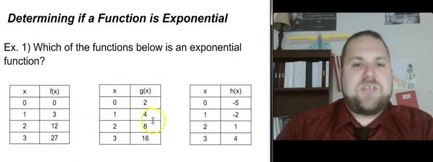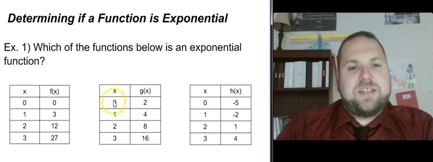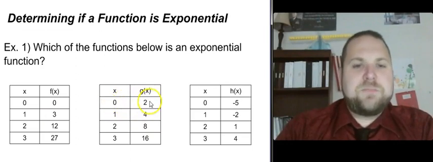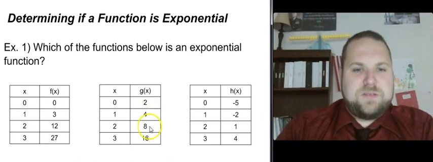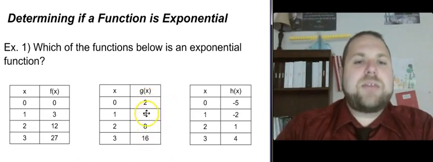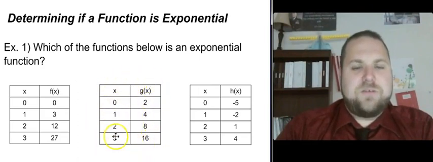So let's take a look at g of x. Maybe it's an exponential function. I'm starting with 2 as my initial value, where x equals 0. And to get from 2 to 4, I'm multiplying 2 times 2. Well, let's see if that holds up. 4 times 2 is 8. 8 times 2 is 16. So I'm multiplying by 2 every time my x value increases by 1. So g of x is an exponential function with a growth factor of 2.